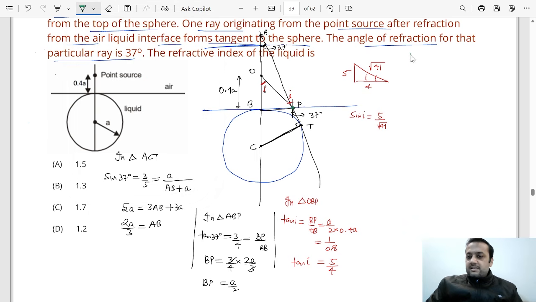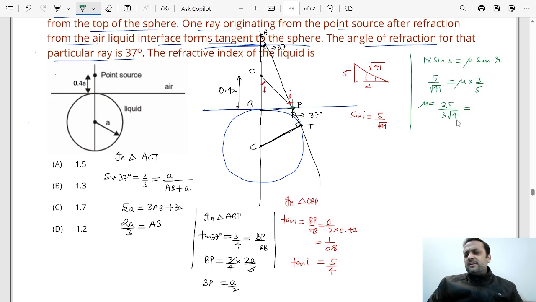Applying Snell's law at the point P will give you 1 into sin I equals mu of the liquid into sine of R, correct? Sine I we know is 5 by root 41, mu we have to find, and R was 37, so sine 37 we know is 3 by 5, correct? That means mu becomes 25 by 3 root 41, 25 by 3 root 41.